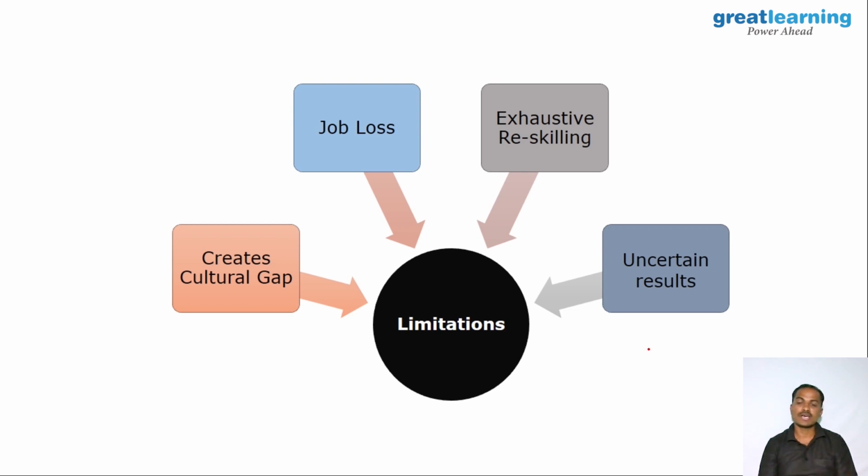Exhaustive reskilling, because the complete process will be redefined, as both companies would have been following different or maybe conflicting processes, so they will not be able to understand the process of each other. They'll be reskilled. Uncertain results. What happens after a merger, what happens after an acquisition is still a question mark. It is not that we'll not be able to explain how the results would be. It is just an anticipation, just a forecast. So the results of the merged company, the acquired company, the new company will be very difficult to predict. So these are some of the important limitations of mergers and acquisitions.